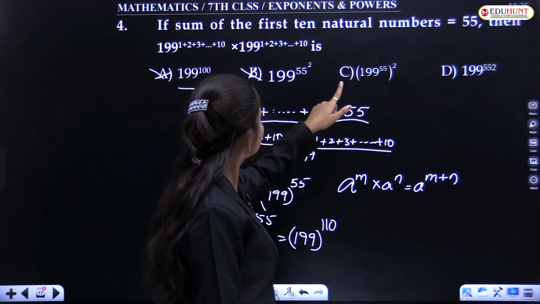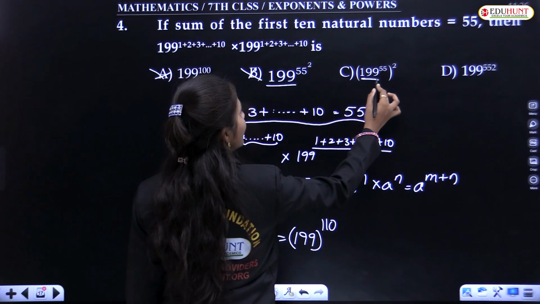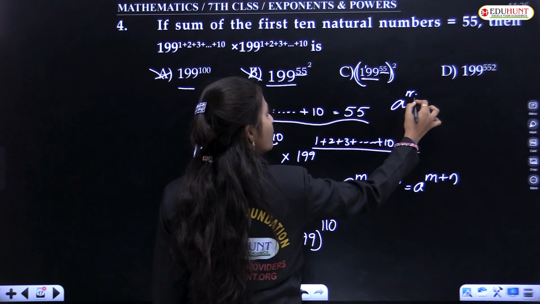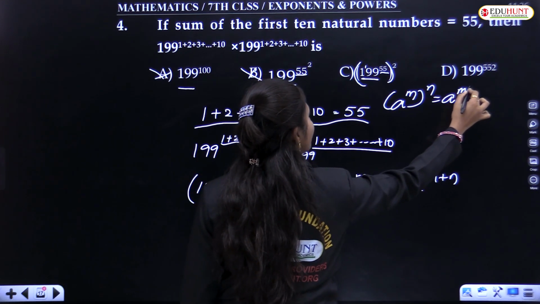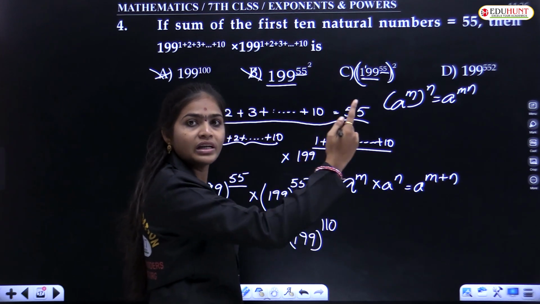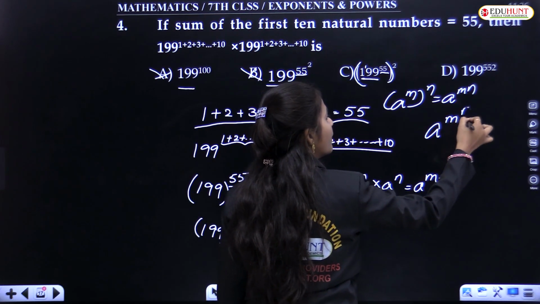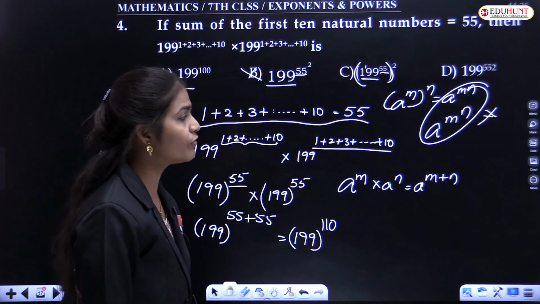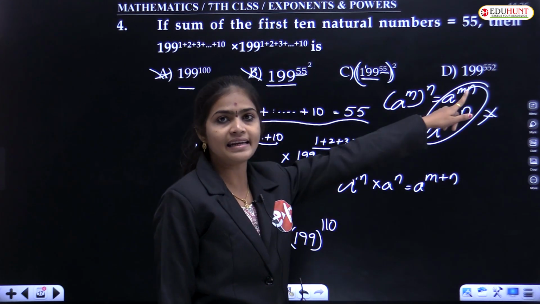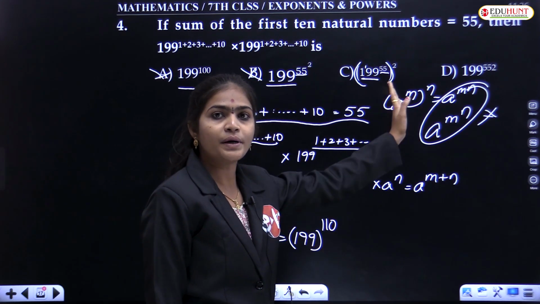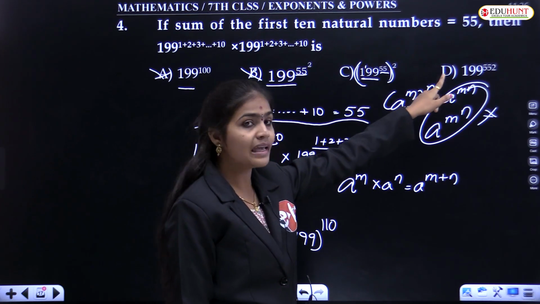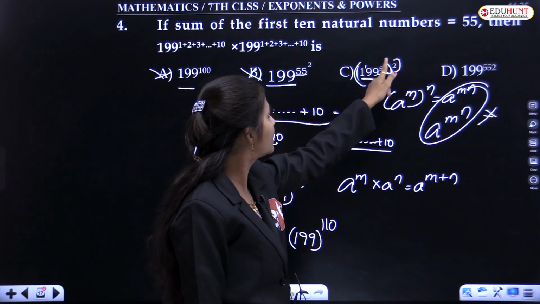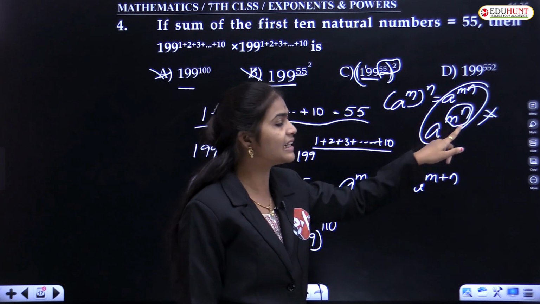Next, the answer here is 199 power 55, but the given one is the whole square, which is in the form of a power m whole power n is equal to a power m into n. That is different from a power m times a power n. These two are not equal, there is a lot of difference here. This is a power m, m power n, and this is a power m whole power n. If it is in this form, then only we can multiply the powers. Here we can't multiply the powers.